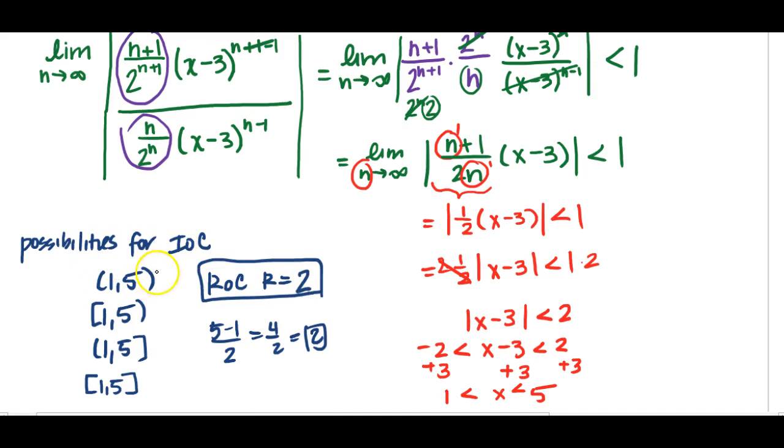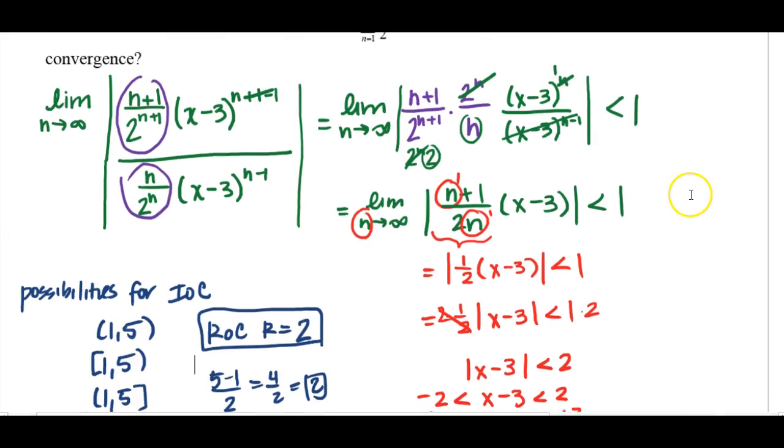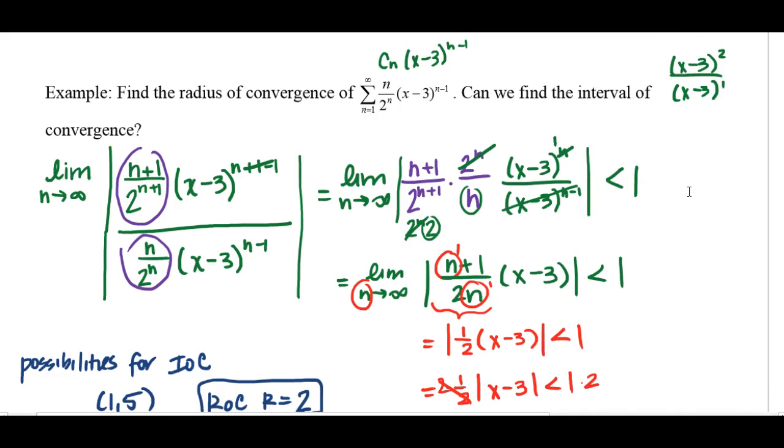The possibilities for the interval of convergence are these 4, and I can't tell until I plug 1 and 5 back in up here. Just to get an idea of what that would look like, I'd have to plug 1 and 5 into these x's. In other words, does the sum from n equals 1 to infinity of n over 2^n times, if I plug in 1 here, (1 minus 3) is negative 2 to the n minus 1, converge?